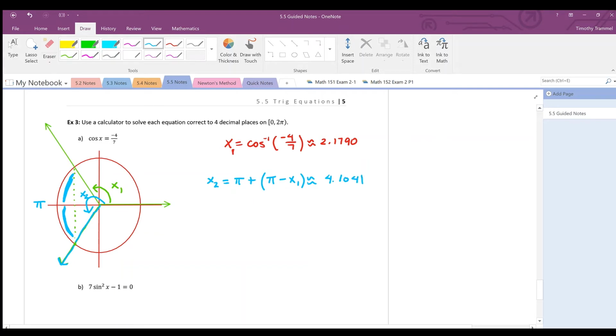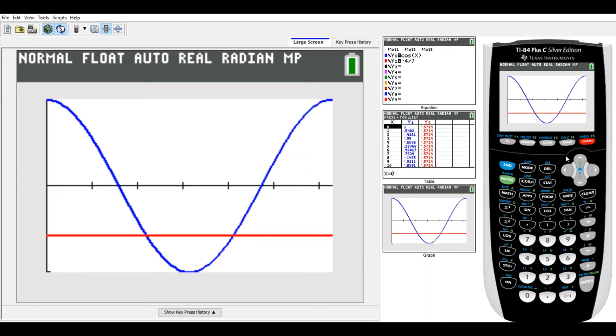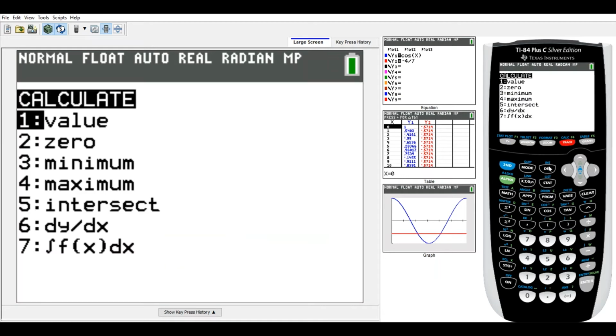Now, you might be hoping there is an easier way to do this, and there is. Let's see what that is. We're going to go to our graphing calculators right now. So let's see if we can find x1. Okay. That should be this first intersection right here, right? Because it was a smaller angle. It was 2 point something. Okay. So to find that one, we're going to hit second and then trace. And then we'll go down.